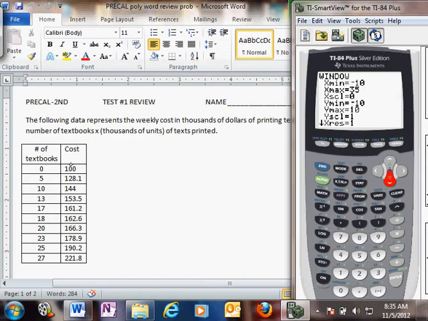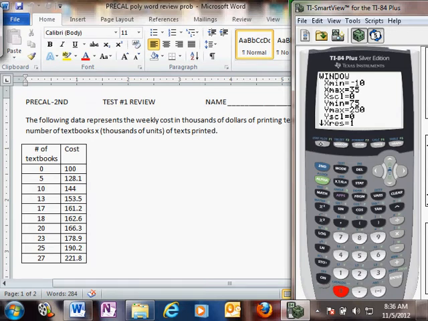My smallest y is 100. Maybe I make it, I don't know, 75. Just giving myself some cushion. My largest y is 221.8. Maybe I make my y maximum 250. Just giving myself a cushion. Now I have my window set.